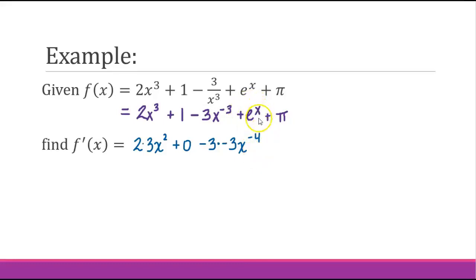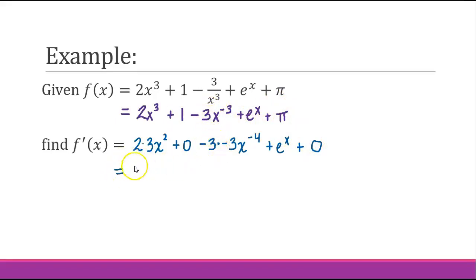And then we'll move on to taking the derivative of e to the x, which is just e to the x, so plus e to the x, plus, now pi is just a number, just like 1, so its derivative is also 0. So constants by themselves, their derivative is 0. When there's a constant in front of a variable function, that constant just comes right on down with it.